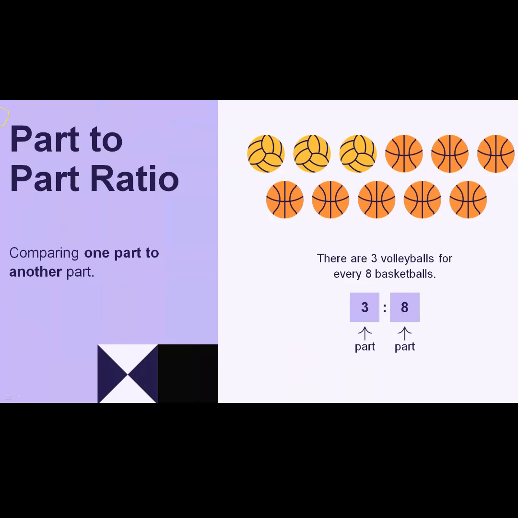The first one was part to part ratio. You have to compare one part to another part. There are 3 volleyballs for every 8 basketballs. So the first part is 3 volleyballs, and the second part is 8 basketballs. Fine, this is called part to part ratio. In that one, you have to write down the first part ratio the second part.